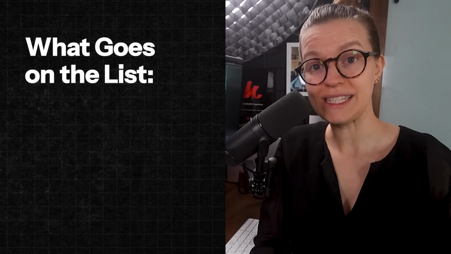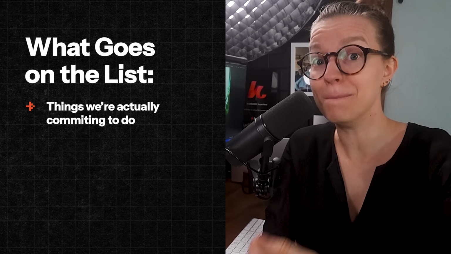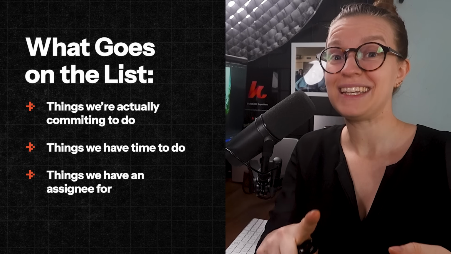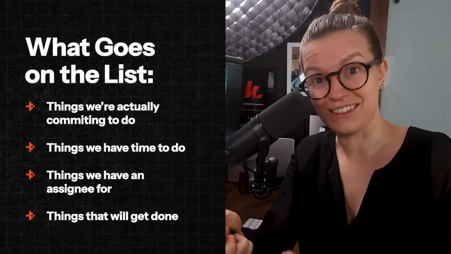The reason I say this one is tricky is what tends to happen here is people start writing down every task they wish they could do. And hate to break it to you, but as a small business, we can't do everything we want to do. We have to choose, we have to be selective, we have to focus. So when we are writing things down here, we want to only write down things that we are actually committing to do, meaning we have time to do it, we have somebody who will do it, it will get done. That's what gets on this list.